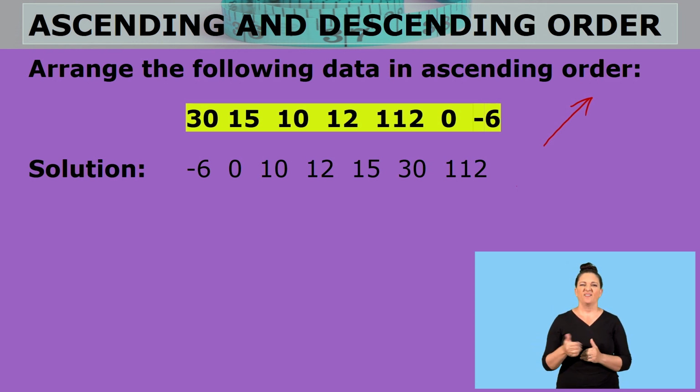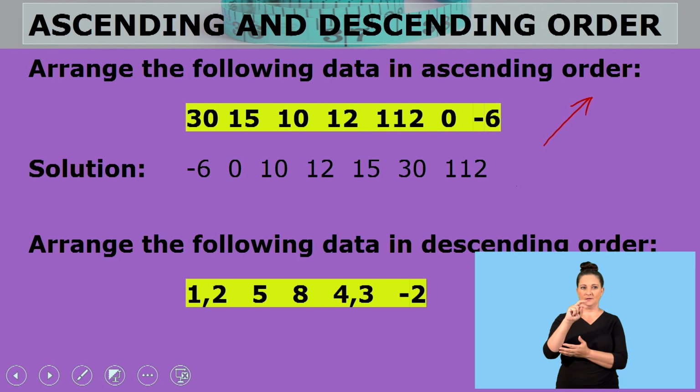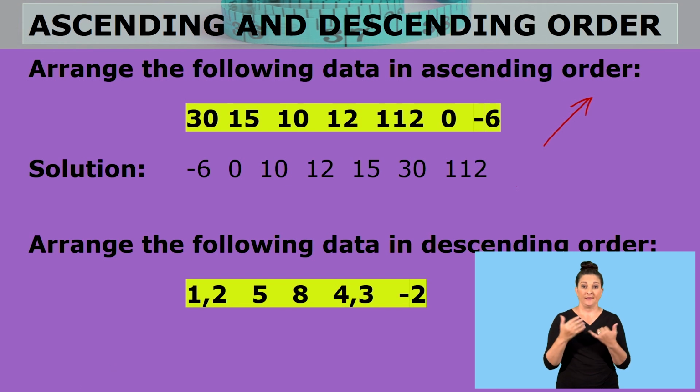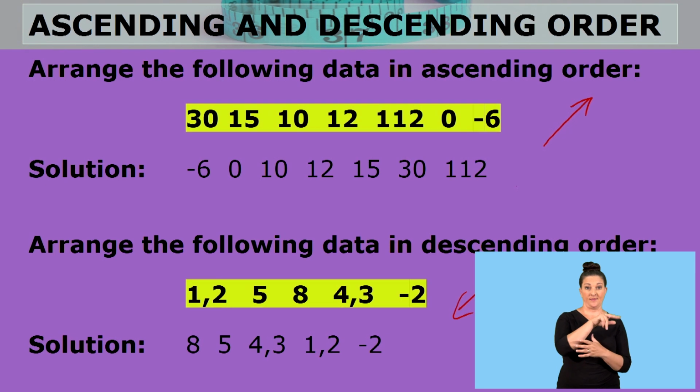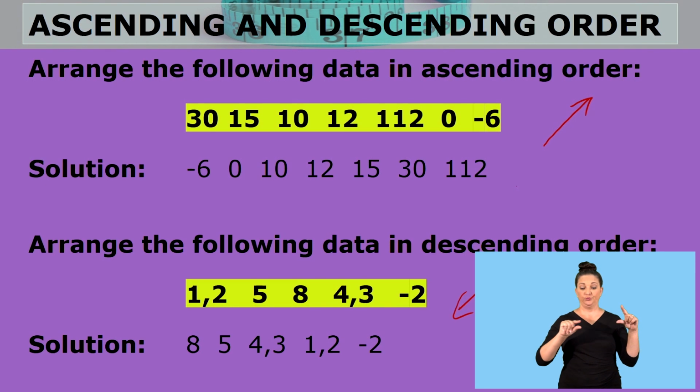Let's try an example with descending. Arrange the following data in descending order. So in this case, we need it to go downwards from largest value to smallest value. Let's take a look at the solution. We start with the 8, the largest value, and we count down until we get to the -2.